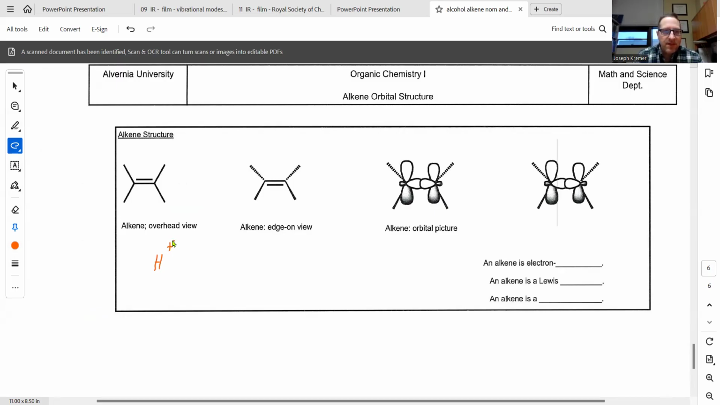Just let me have 10 seconds to draw. This is the ion of acidity, and this is the ion of basicity. You almost made it through this lesson. Another video lesson. Okay, so this is an alkene with an overhead view and an alkene with an edge-on view.